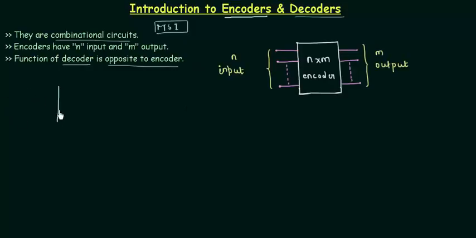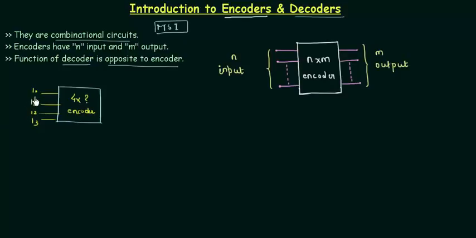So let's say I have an encoder, and in this I have 4 inputs, so this is 4 cross m. I don't know what the value of m is, because we have to find out the relation between n and m. Let's say these are I0, I1, I2 and I3. They are the 4 inputs. Now a very important thing for these encoders is that they are used to minimize the number of data lines.